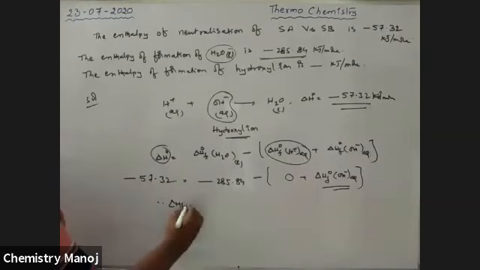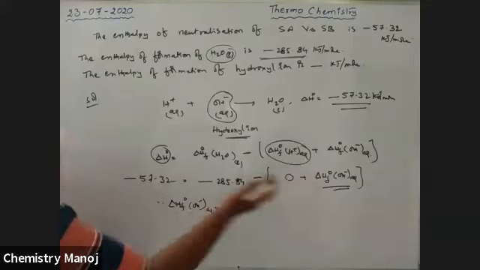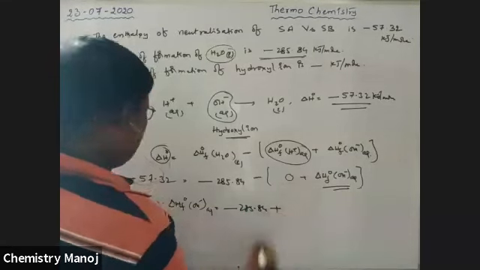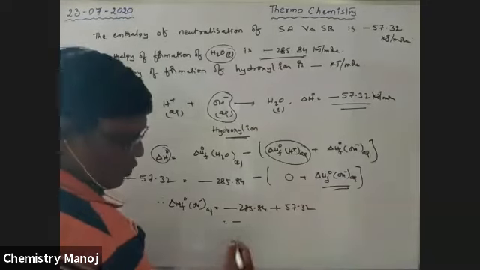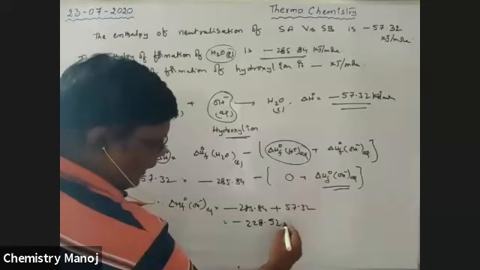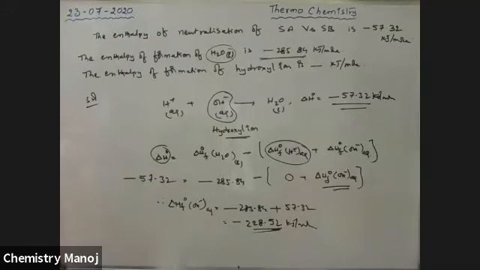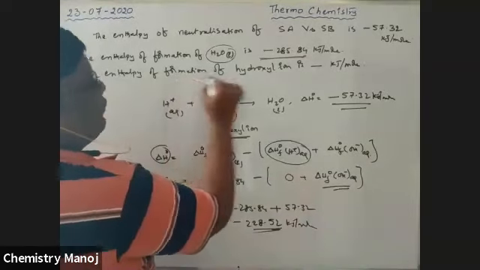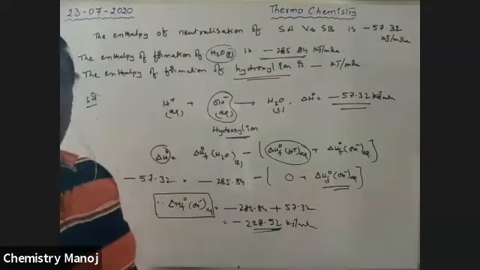Therefore, delta H naught of OH minus ion aqueous is equal to minus 285.84 plus 57.32. Therefore, that is equal to minus 228.52 kilojoule per mole. So this is delta H naught of formation of OH minus ion, that is, the hydroxyl ion formation, boys.